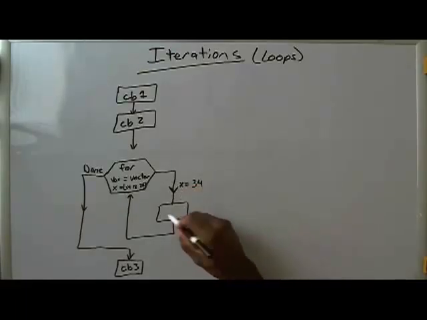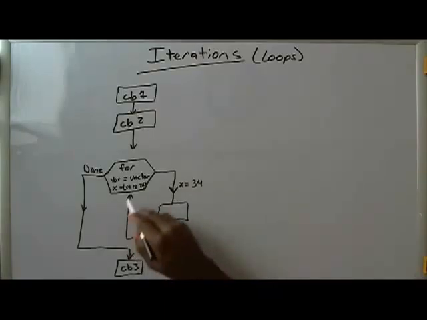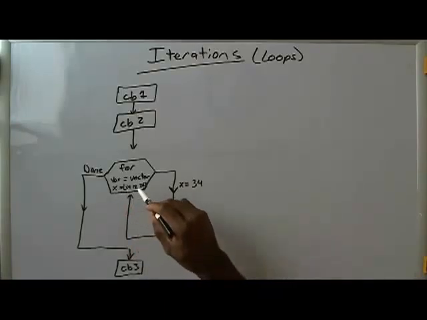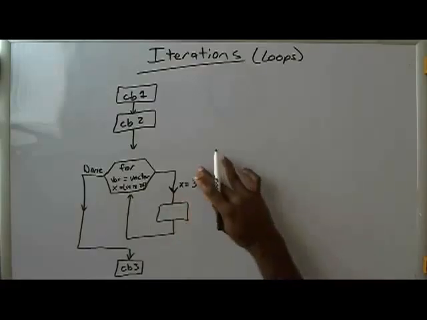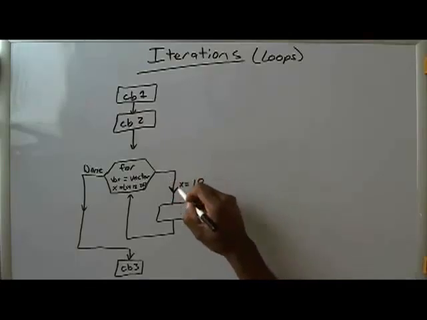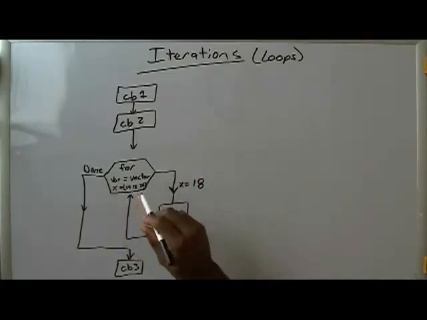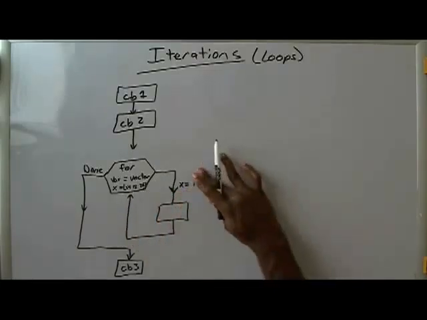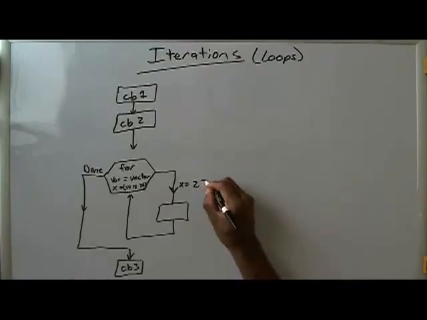You execute the code block that's inside the for loop. You go back up. Now x equals the next value in the vector. In this case, that value is 18. So now x equals 18. You come through, you execute the code block inside the for loop, you go back up. Now x equals the next value in the vector, which is 27. So now x equals 27.